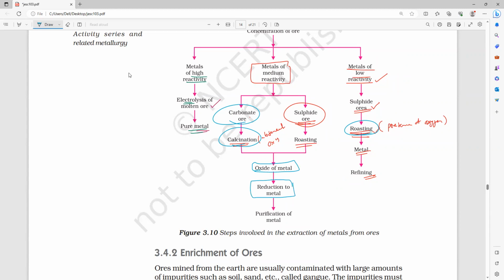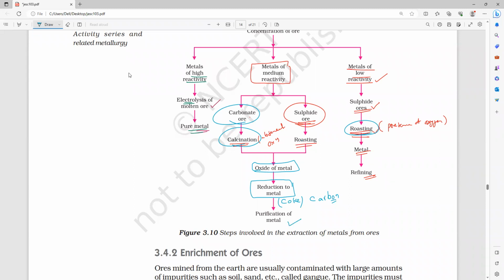By using what do we do the reduction? Coke, that is, carbon. For the reduction process only we will use it. Am I right or wrong, guys?